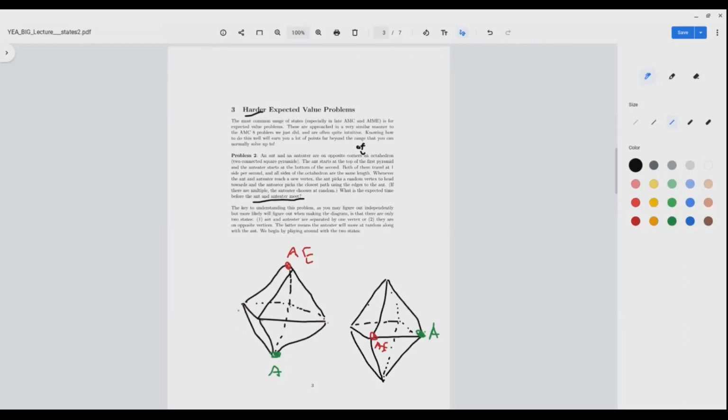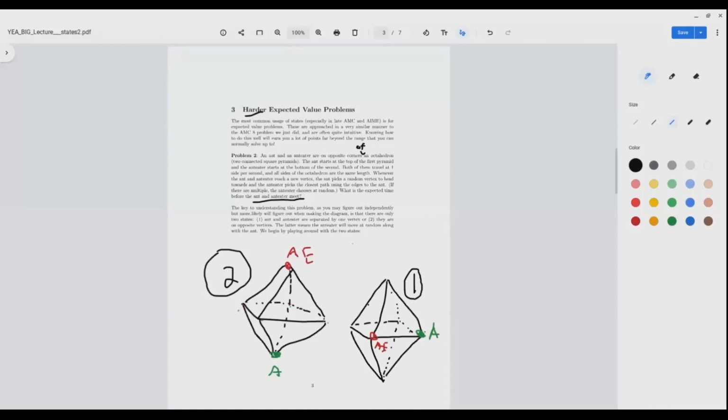The key to understanding this problem, as you may figure out independently, but more likely when you make this diagram itself, because the diagrams are very, very important, is that there are only 2 states. One is the ant and anteater are separated by 1 vertex, and the other is they're on opposite vertices. And there are no other states, besides maybe you could count them being on the same vertex as a state, but I don't really want to do that, because it's basically the quote-unquote 0 state. The expected time is 0.